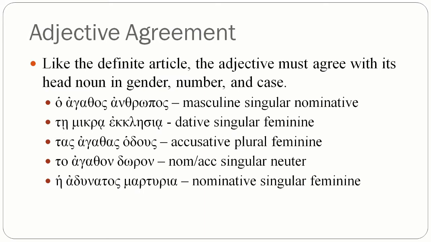Okay, it does not end in an epsilon, iota, or rho, so therefore it has an eta there in place of that alpha. But they all have iota subscripts. It's not difficult to identify that these are all dative singular feminines.